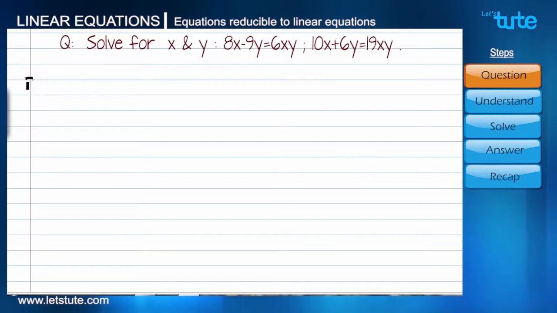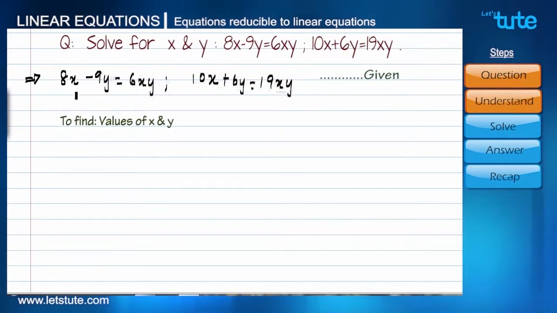So start with step number 1. Let's understand what is given in the question and what we need to find. We are given two equations and we need to find the values of x and y. Let's give numbers to equation number 1 and equation number 2.